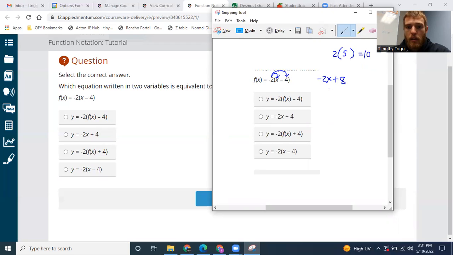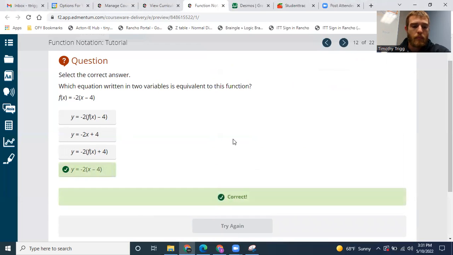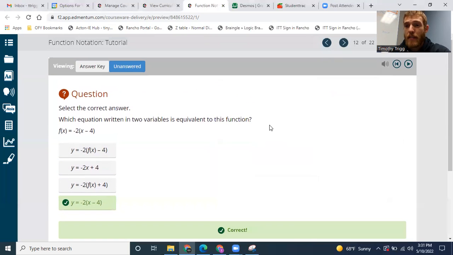Now, let's see. Another way you could think of the f of x is that this is your output. This is your y variable. This is your output. So another way to look at it is just like this: y equals -2 parentheses x minus 4. Okay. So the f of x, just think of it as your y. That's your output.